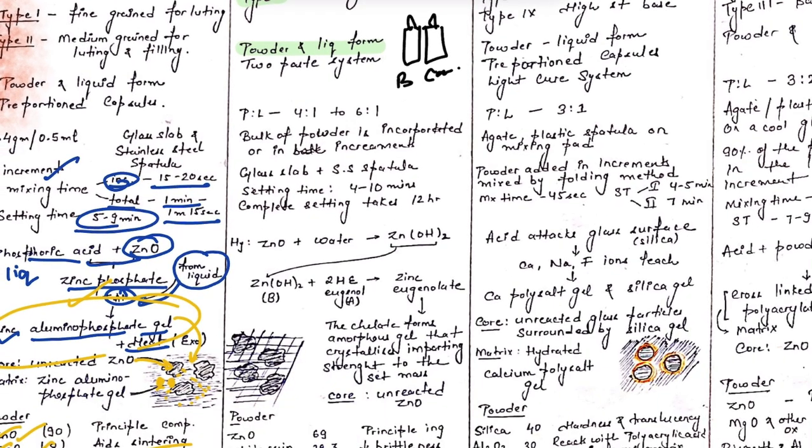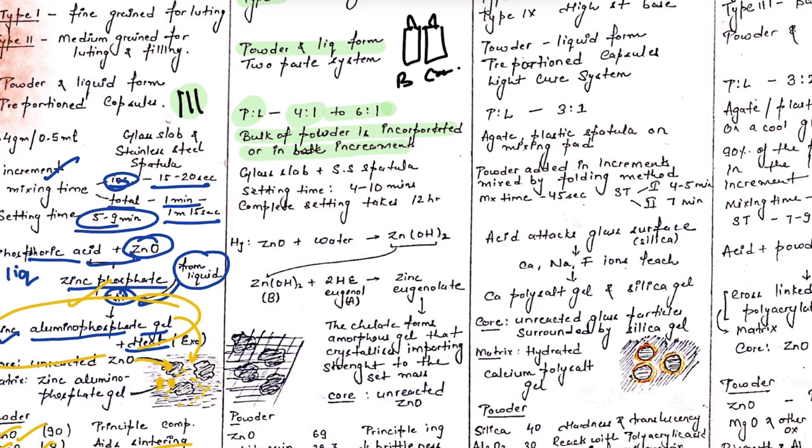Here the powder to liquid ratio is 4 to 1. So if you're taking 4 grams of powder, you would take 1 ml of liquid, or it can vary up to 6 to 1 as well. The bulk of powder is incorporated, or it can be added in increments. I told you in zinc phosphate we divided the powder into 6 increments, right? Here you can take the entire powder and mix it in the liquid, or you can choose to mix it in increments. Both are acceptable.